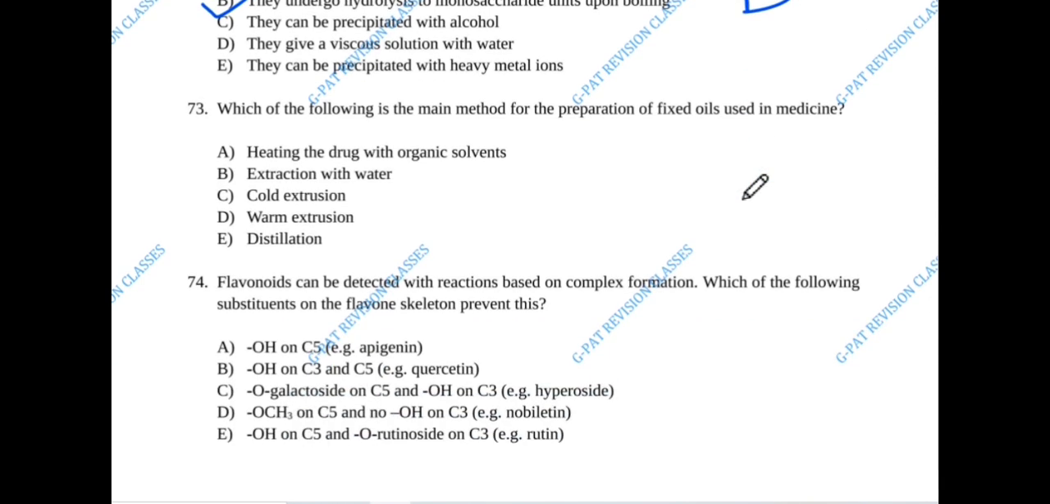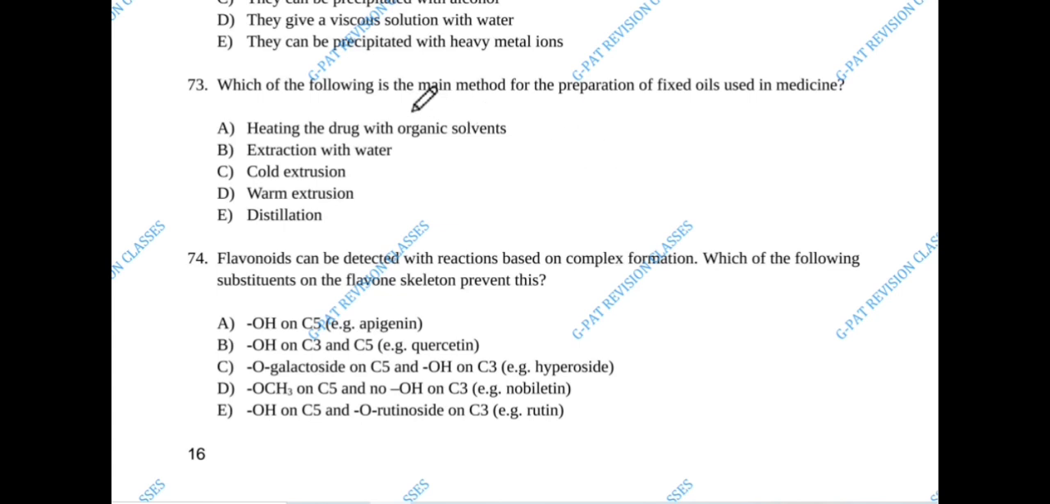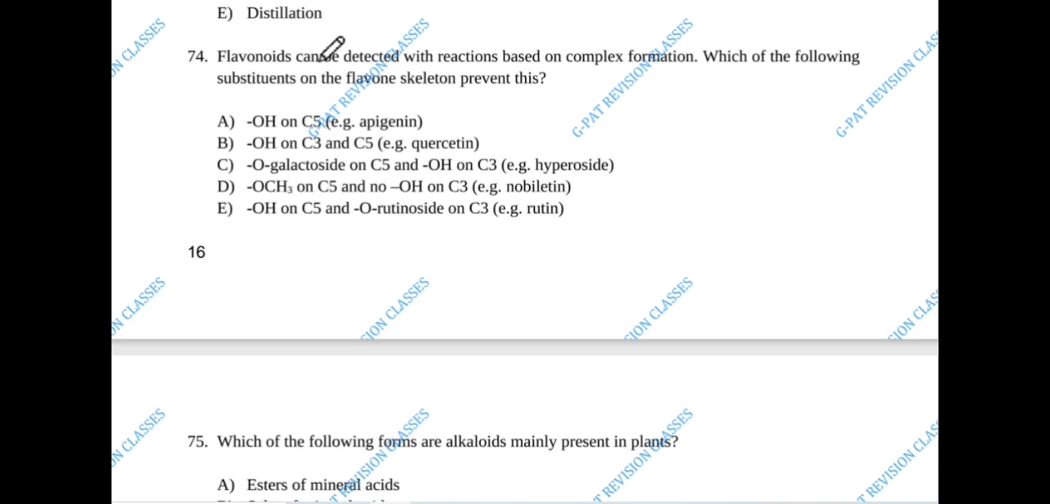Next is 73 question number. Which of the following is the main method for preparation of fixed oil used in medicine? The answer is C. Cold extrusion. Next is 74 question number.